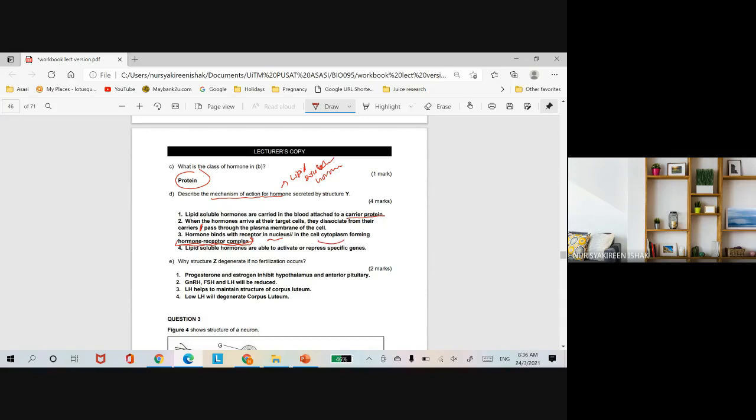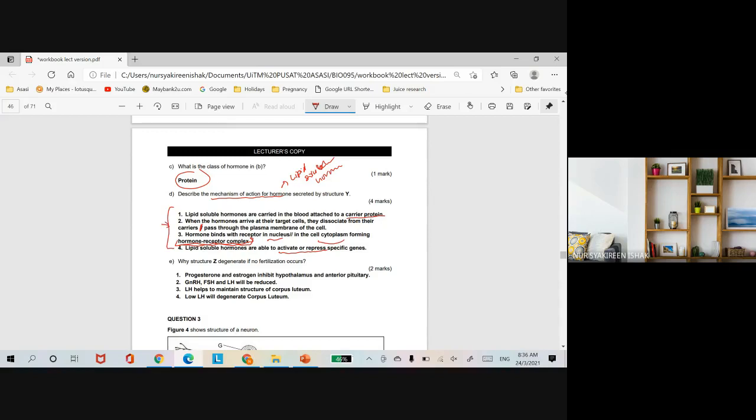Next, the lipid soluble hormone or the hormone receptor complex now can activate or repress, suppress sama je, specific genes in the nucleus. It activates gene expression, or it suppresses gene expression within the cell. So those are the 4 points that you could write.